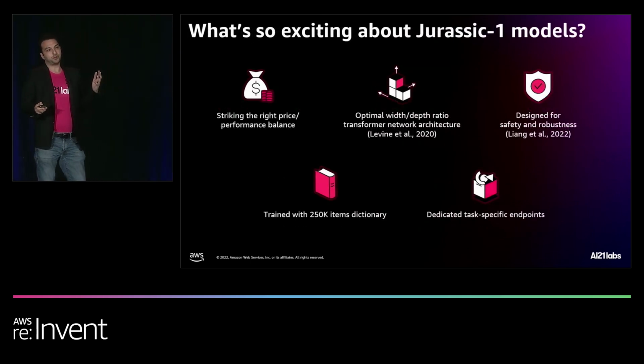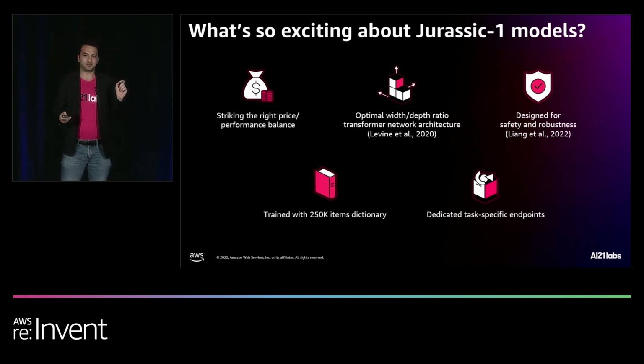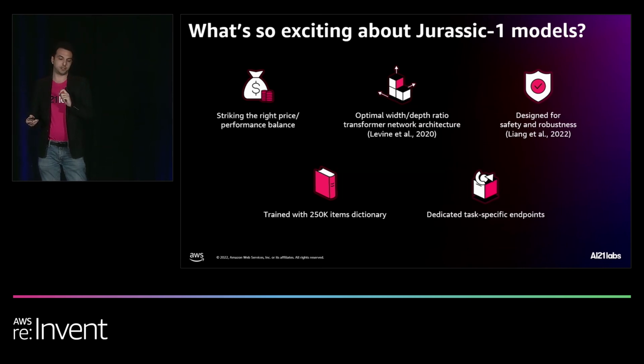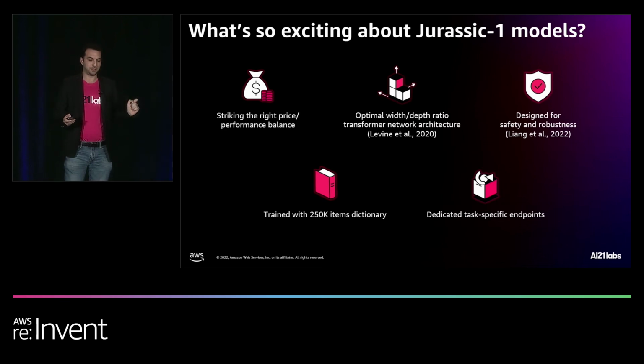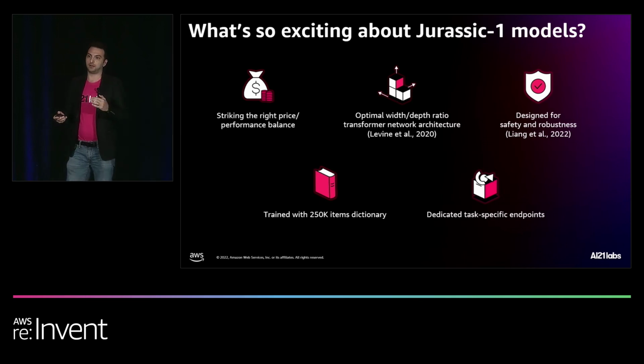And so what's so unique and exciting about the Jurassic models? First, we designed our models to fit into industry standard hardware. So it's really optimized to run on the hardware. You get best performance. We made some architectural decisions on the width and depth ratio of the neural nets.